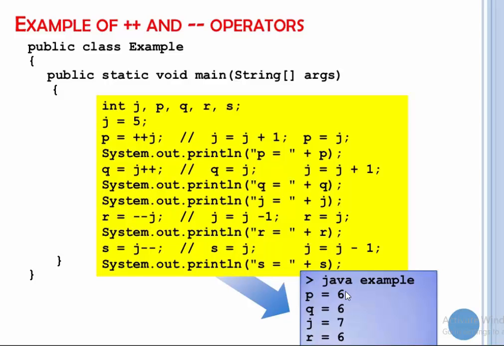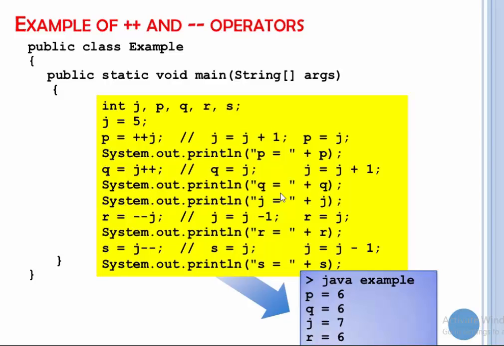Okay, in the next statement I am making a post increment. This was a pre increment and this is a post increment. In this case, again we are incrementing the value of j by 1 and assigning the result to the variable q. The initial value of j is 5 and it will be incremented by 1, so j is equal to j plus 1. Again we are storing it into the variable q, and in this statement I am printing the value of q. So it will print the value of q as 6.